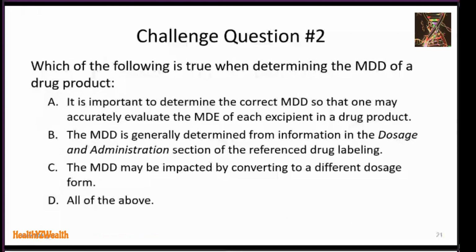For our second challenge question, which of the following is true when determining the maximum daily dose of a drug product? A, it is important to determine the correct maximum daily dose so that one may accurately evaluate the maximum daily exposure of each excipient in a drug product. B, the maximum daily dose is generally determined from information in the dosage and administration section of the reference product labeling.